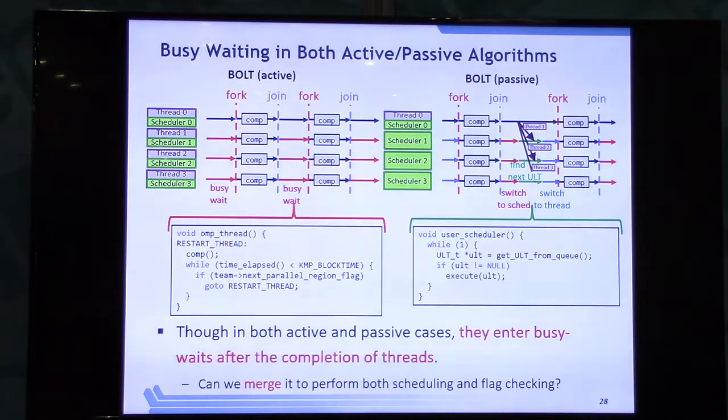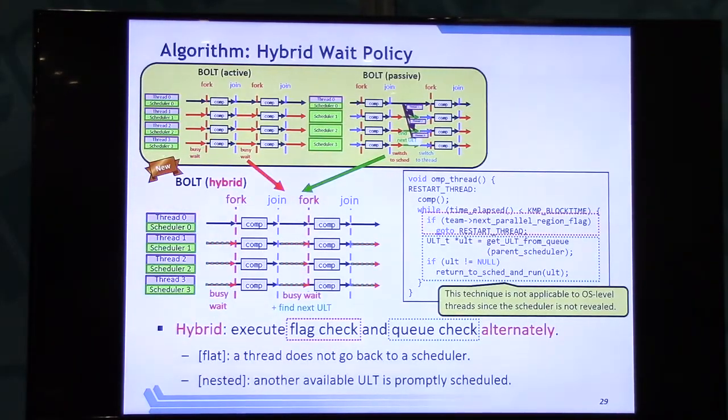In the case of passive, it is in the busy loop to find the next available work. So, can we combine these two busy loops? Yes. So to support both flat and nested parallelism, we devised a new algorithm called hybrid, which performs flag check and queue check alternately in a busy loop.